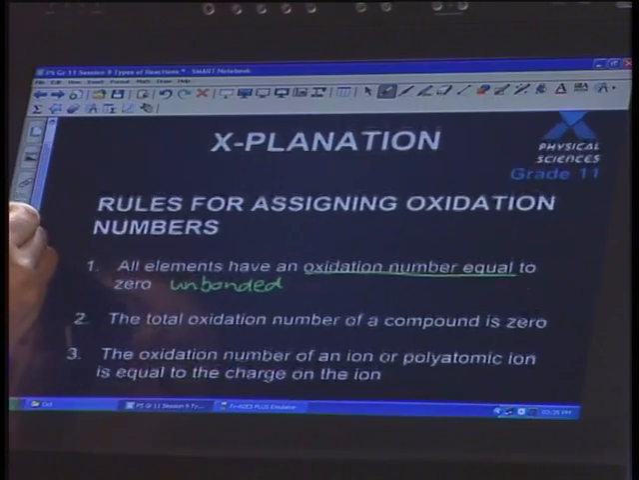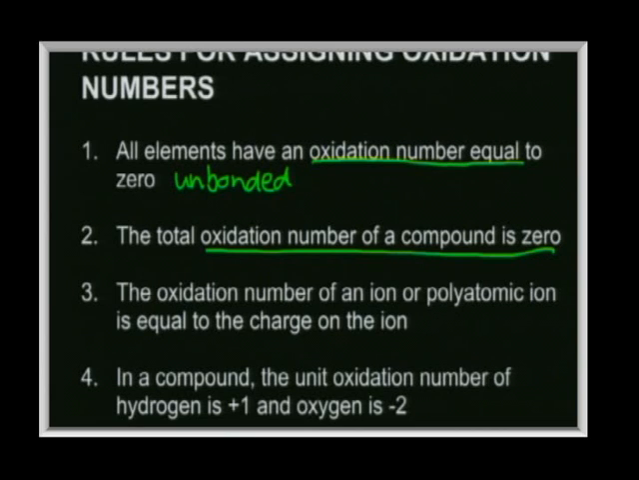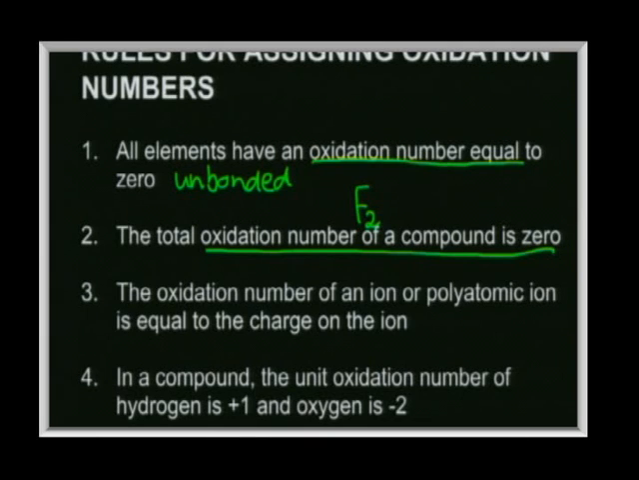The second rule over here tells us that the total oxidation number of a compound is 0. So if I take that into consideration and I look at the following, we are working with fluorine gas. Fluorine gas is a diatomic molecule, so it is bonded to itself. This is a neutral compound, and therefore the oxidation number for fluorine gas would be 0. Be very careful not to confuse oxidation numbers with valency numbers.